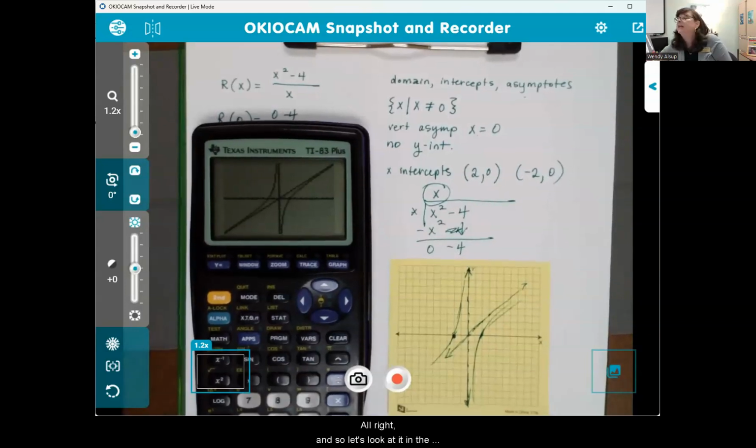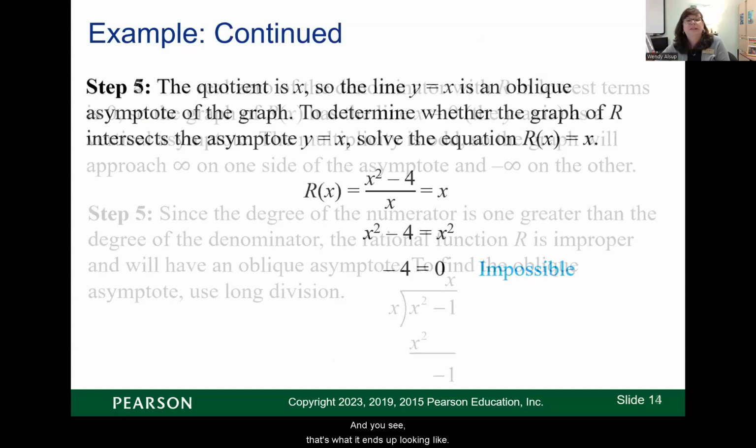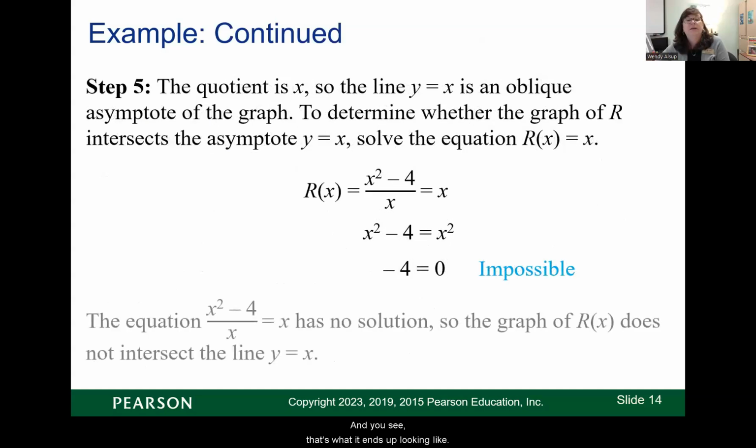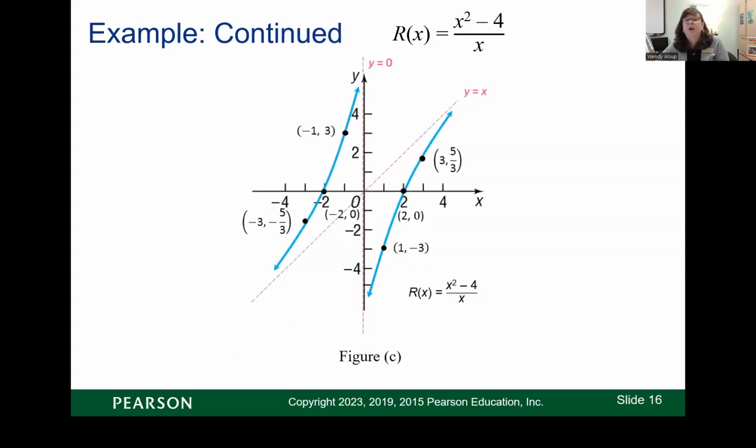All right, and so let's look at it in the book, in our PowerPoint as well. And you see that's what it ends up looking like. All righty. I think that should help you there in 3.6a, and your word for the day or word for the video is sketch, because we're kind of sketching these and using the graphing calculator to help us see if we're really thinking about it right.